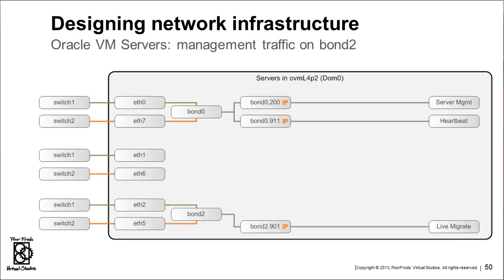Now let's jump to Bond 2 and then we'll come back to Bond 1. I'm going to create a VLAN device for Bond 2 on VLAN 901 to handle all the network traffic generated when live migrating a virtual machine to another server. I'm using a dedicated VLAN on a bond that is isolated from the heartbeat because live migration can be quite network intensive.